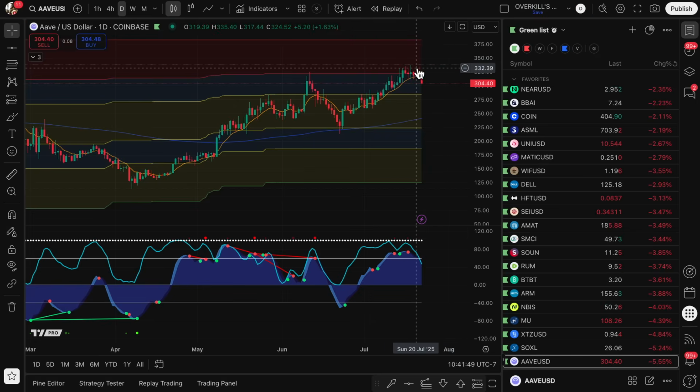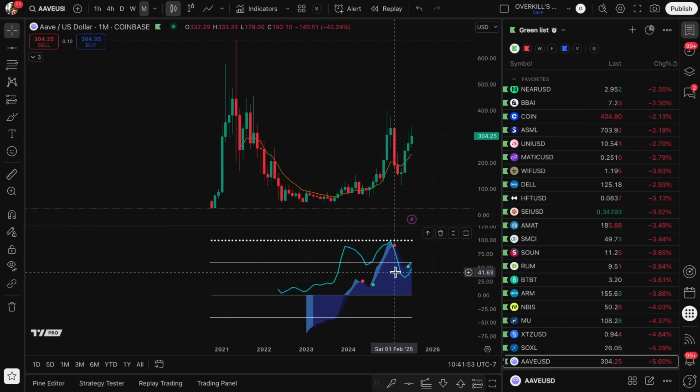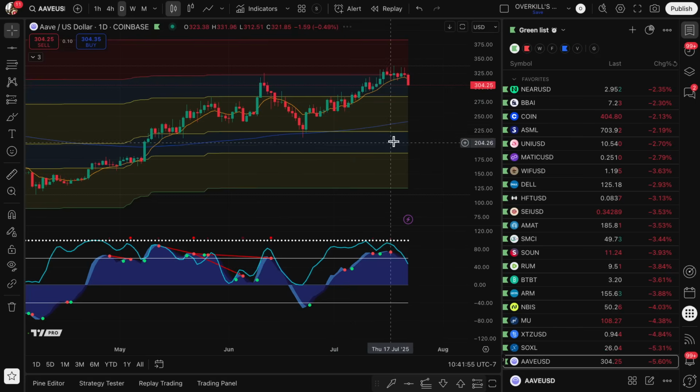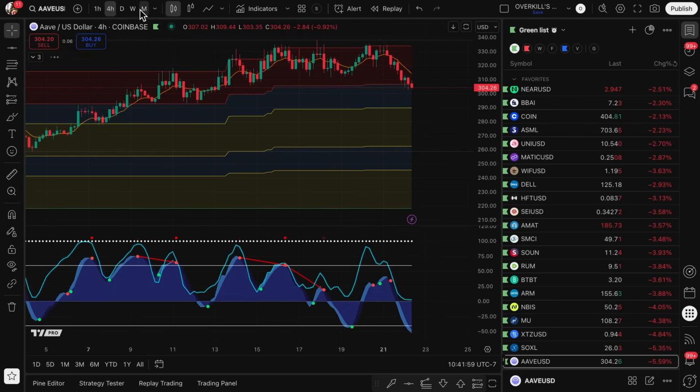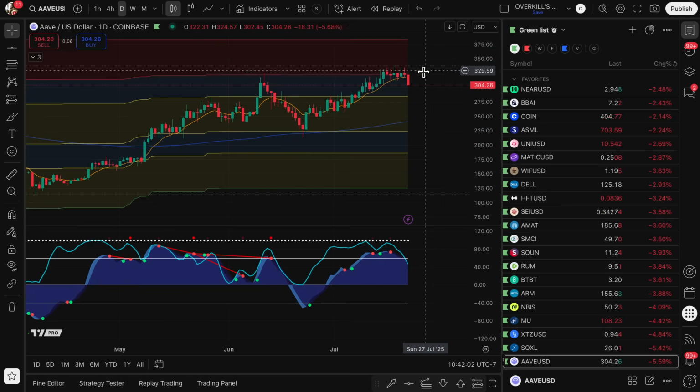Probably not a bad place to trim some here at 335. But again, the monthly's still green. So I'd be looking for any and every green dot here on the daily and the 4-hour if we get a pullback. I just don't like the fact that this one's up here in the red zone, right? It's already in the red zone.